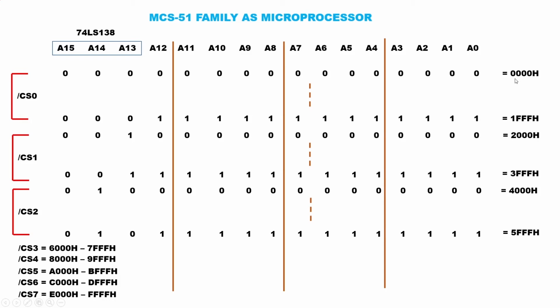Then we'll have the address that is 000H. But if all the addresses from A0 to A12 are high, and here we can check that A13, A14 and A15 are 0, and the rest of the addresses, A0 to A12, are high, so it will give us the address 1FFH. And after 1FFH, all these bits from A0 to A12 will be 0, and the A13 bit will be 1, so the address will be 200H.